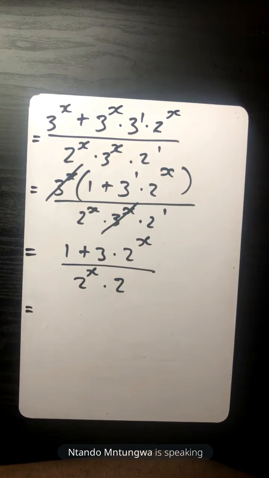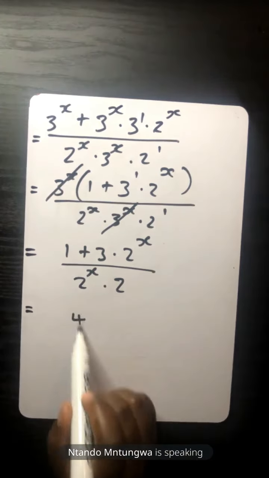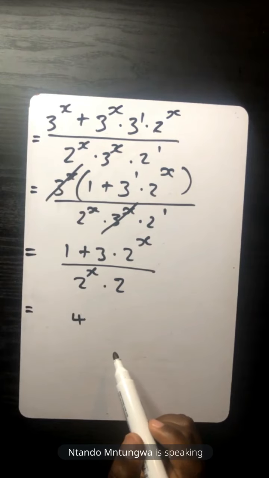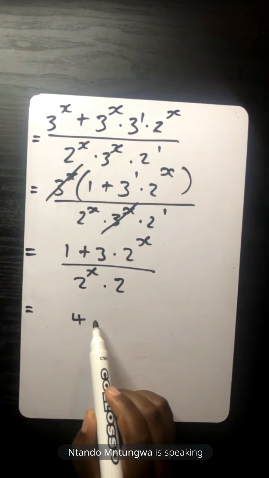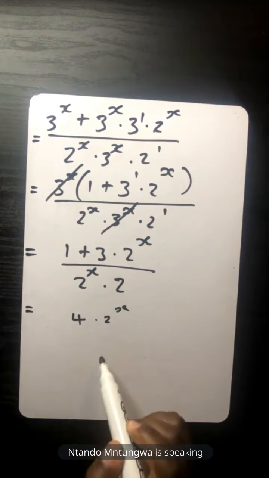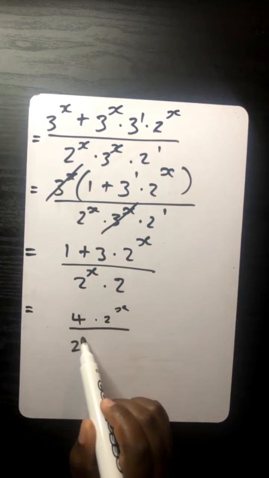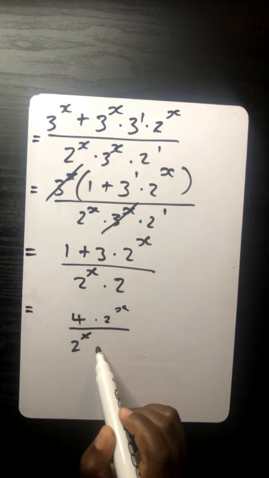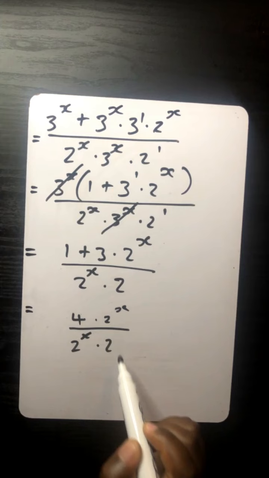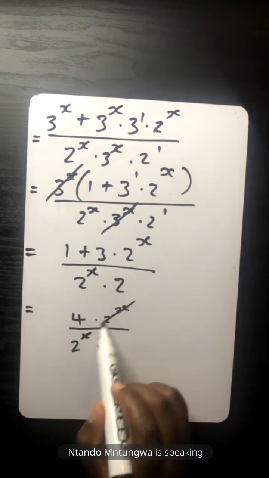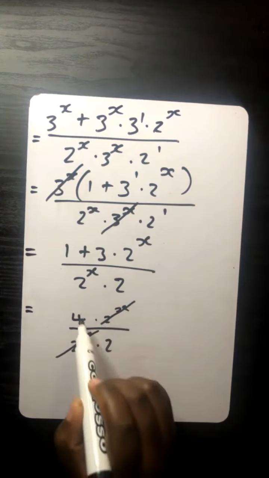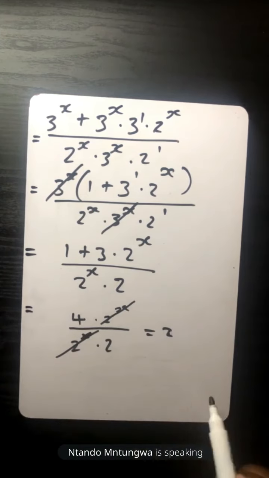Yes. No, sir. The first step from here, we will add 1 plus 3. Then we will get 4. Then it's 4 times 2 to the exponent x times 2 divided by 2 to the exponent x times 2. Then 2x. So you're saying this 2x cancels, that cancels, then that divided by that, then you're saying we're getting 2. Yes, sir.